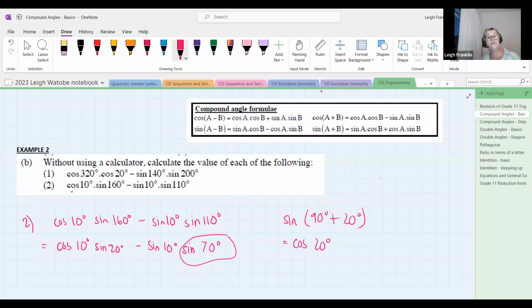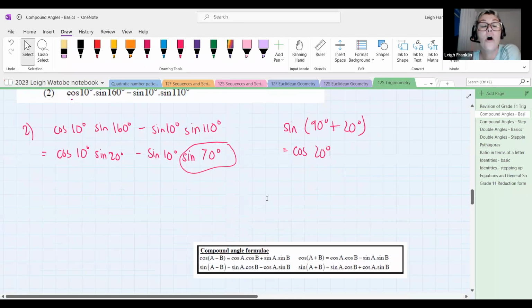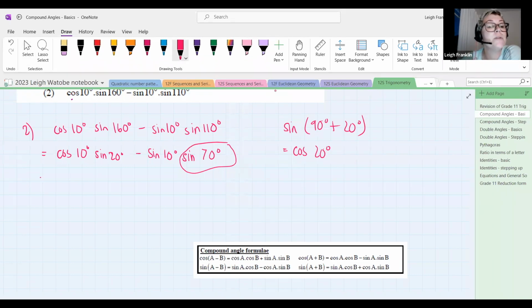So yes, you can do that straight away if you want to. If you want to do 180 minus 70 and write it as sine 70, that's fine. Or if you want to do sine 90 plus 20, you can write it as cos 20 straight away. Now the cos of 20 and the sine of 70 are the same, because they are co-ratios. Because 20 and 70 add up to 90, they are the same. So absolutely we can do this.